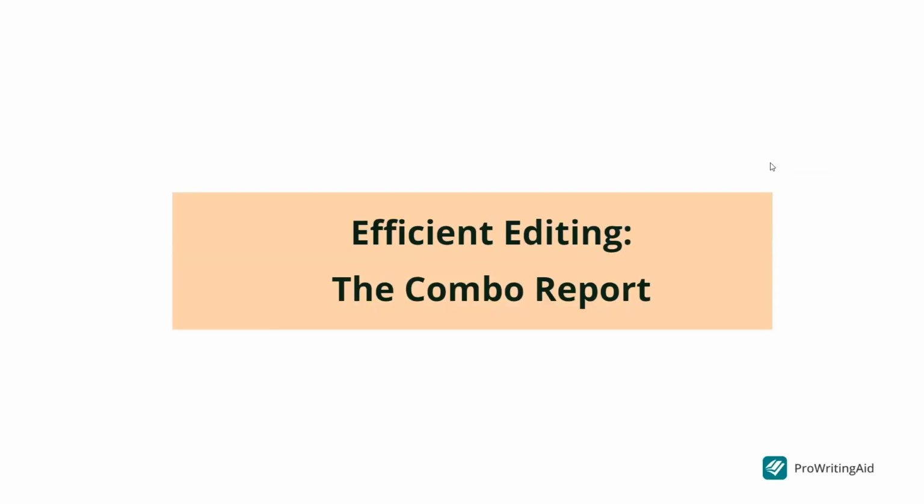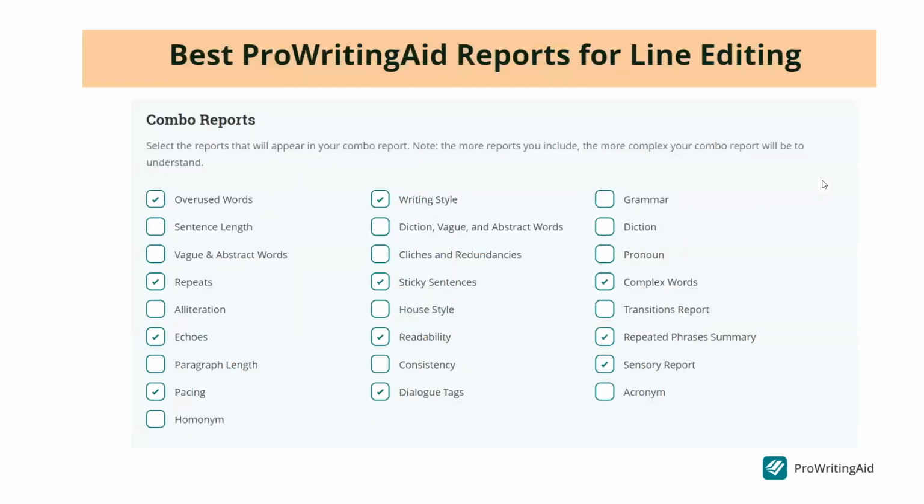That's a lot to cover. All right. We've covered 9 different things, and they are covered in several different reports on ProWritingAid. But if you use ProWritingAid, you get access to the combo report, which is a really great tool to make your editing more efficient. The best ProWritingAid reports, in my humble opinion, for line editing that cover what we've covered today include the overused words, repeats, echoes, pacing, writing style, sticky sentences, readability, dialogue tags, complex words, and the sensory report.